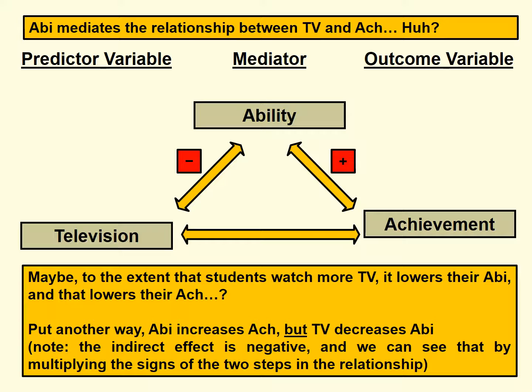So if we put this all together, we might say ability increases achievement, but TV decreases ability. Note that this indirect effect is negative, and we can see that by multiplying the signs of the two steps in the relationship. Television watching decreases achievement because it decreases ability.